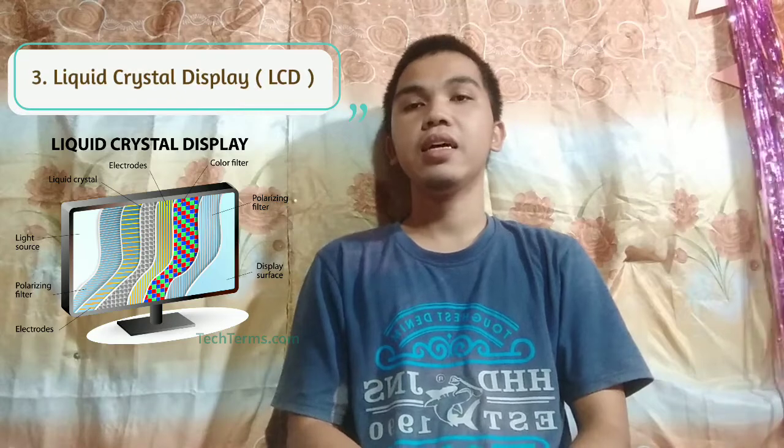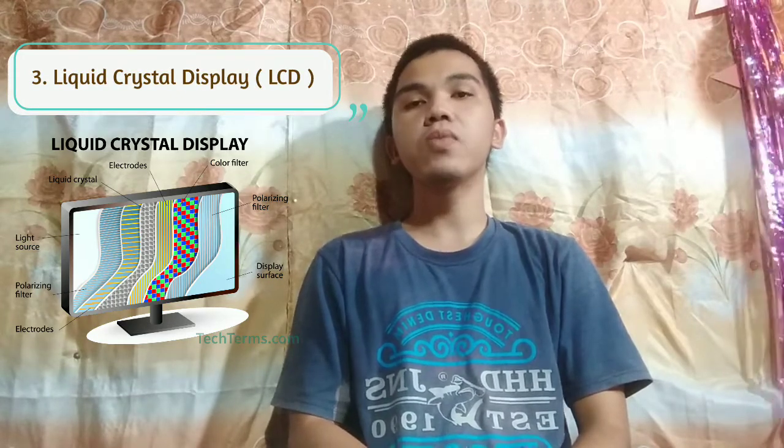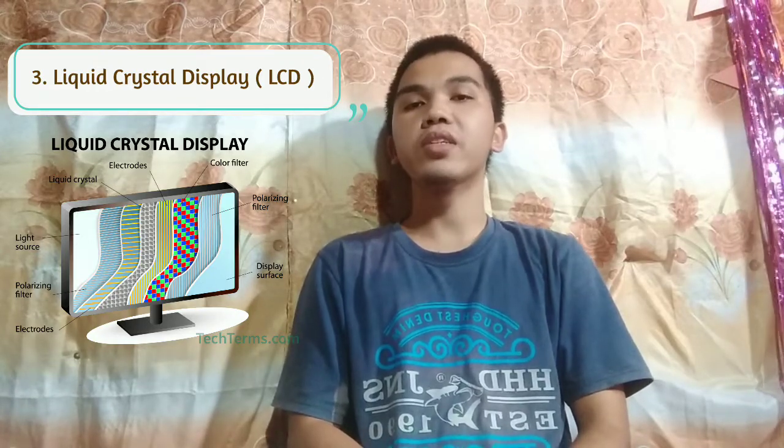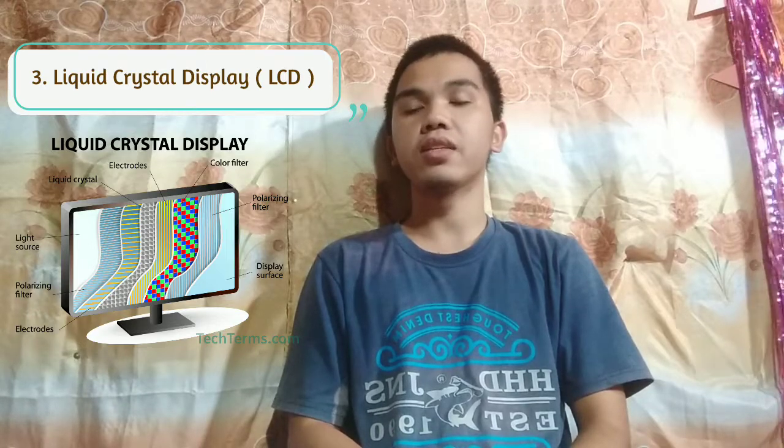The third one is liquid crystal display, or LCD. The LCD depends upon the light modulating properties of liquid crystals. LCD is used in watches and portable computers. LCD requires an AC power supply instead of DC, so it is difficult to use it in circuits.